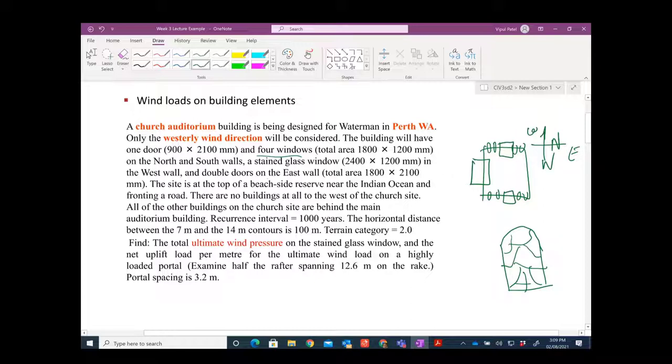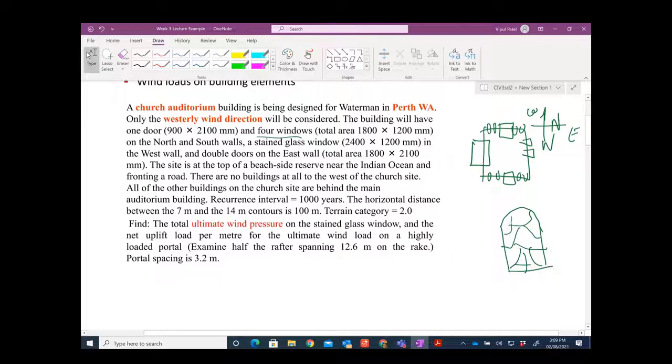There is a double door on the east side, and the dimensions are given. These door dimensions would be helpful in our internal pressure calculations. Next week I will take you through these openings again, but just to complete reading this example question, I have put these details here. In the velocity calculations, these openings will not be useful.